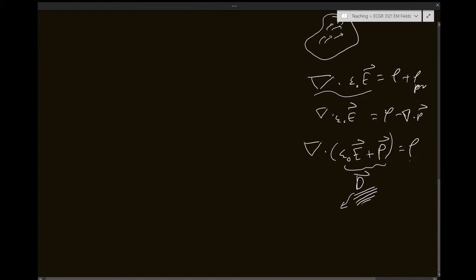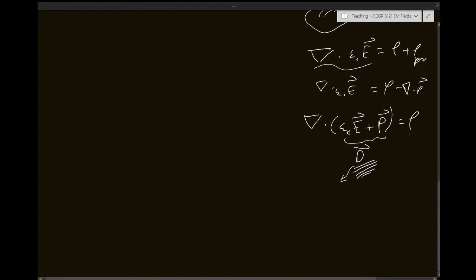Right? That's why D does not depend on the material, because D already includes in it the effect of the material through the P vector, right? While E does not include the effect of the material. That's why E varies depending on what material you're in, because the effects of the material are not included in E a priori, while they are included in D a priori.